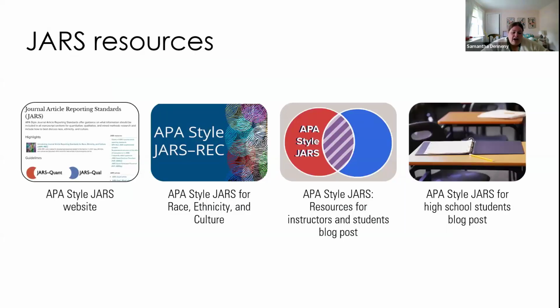So you can find our journal article reporting standards on our website, as well as chapter 3 of the publication manual. So we will share a link to our journal article reporting standards page. We also would recommend taking a look at the new JARS for race, ethnicity, and culture, which we can share in the chat as well.